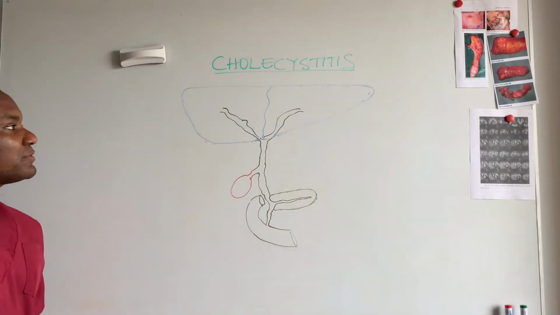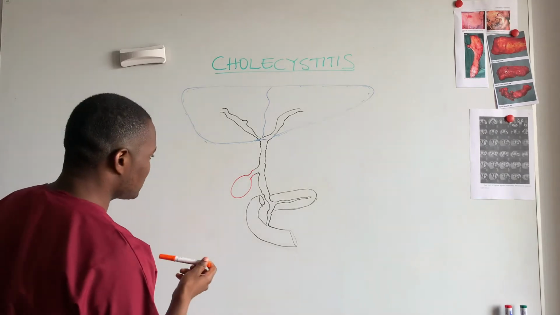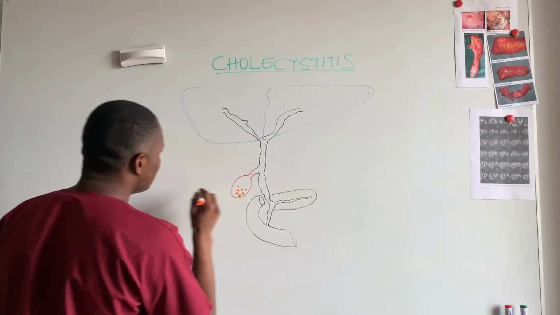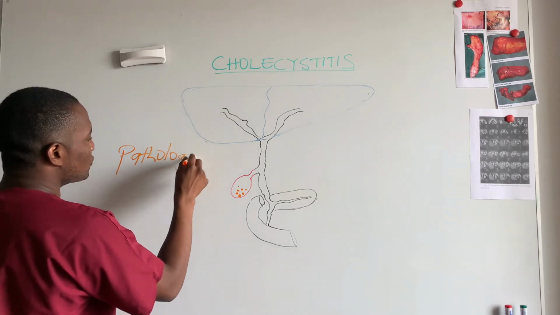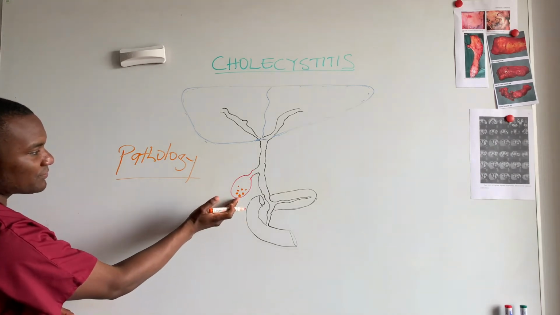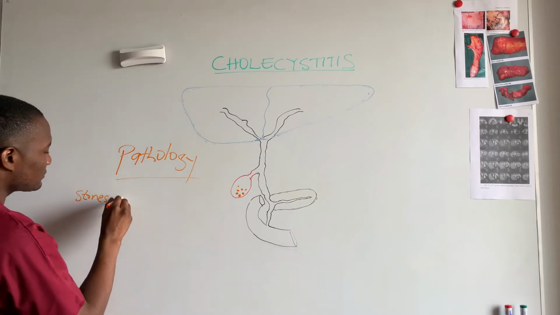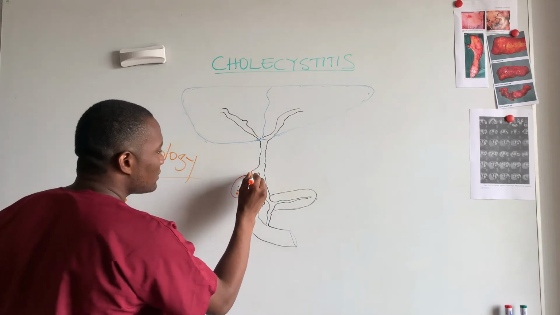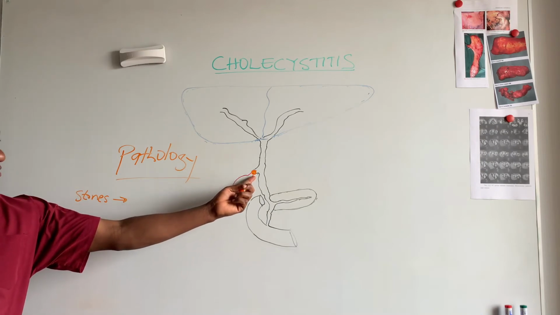Now we will talk about the pathogenesis of cholecystitis. So our stone. The pathogenesis, or pathology, I will put pathology for short. So what happens? When you have the presence of stones in the gallbladder, these stones might dislodge and block the cystic duct.